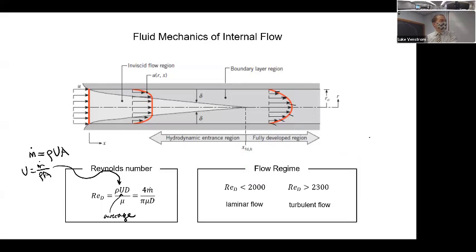We can have laminar and turbulent flow, and now we remember that 2300 number for turbulent flow. If you have a Reynolds number bigger than 2300, it's pretty much guaranteed to be turbulent. If it's below 2000, it's guaranteed to be laminar. If you're somewhere in the middle, it's tricky. It could be laminar, it could be turbulent, it could go back and forth between laminar and turbulent and be sporadic. It's a weird region.